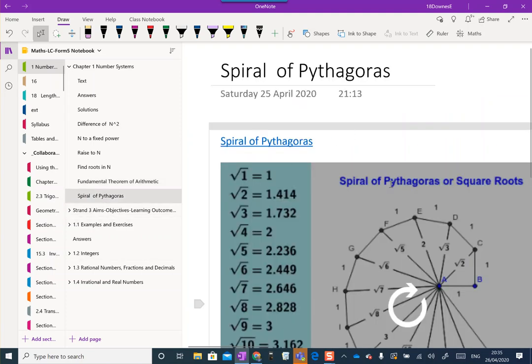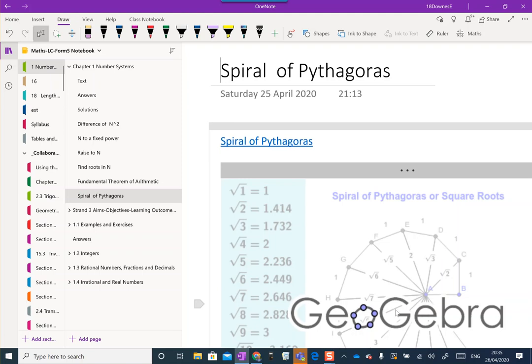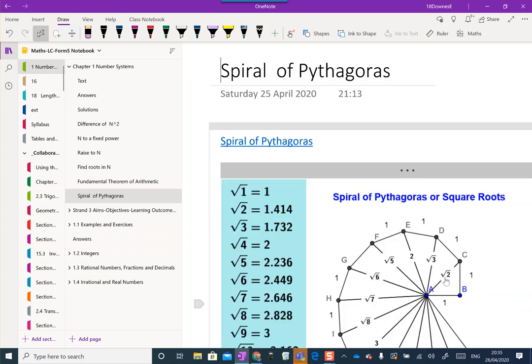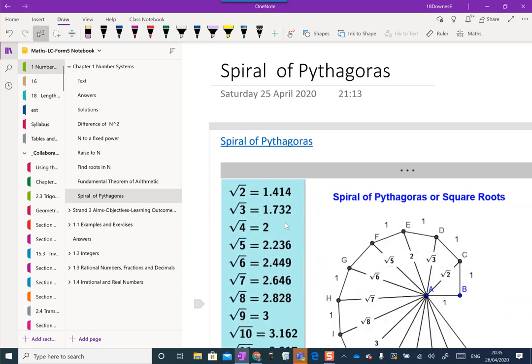Okay, the spiral of the Pythagorean spiral, quite interesting, very important on the course for constructing square root of 2 and square root of 3. And don't get that confused with proving that square root of 2 is, it's proving that the square root of 2 is irrational.